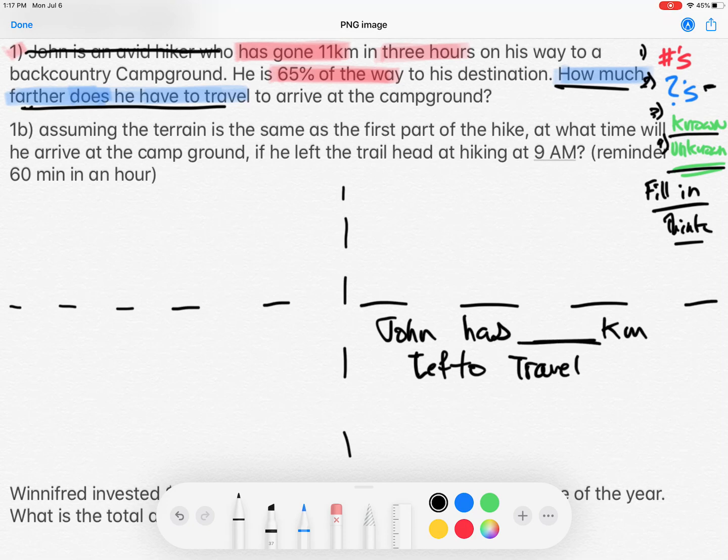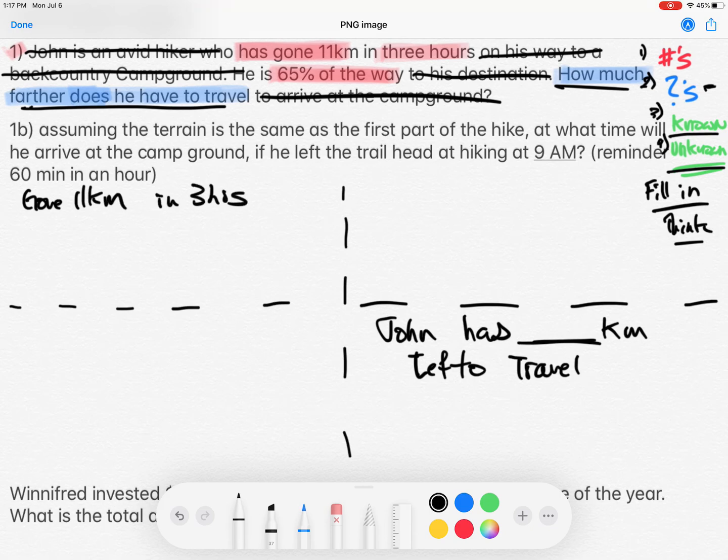Now the next thing I do, I teach my students, use it or not, is to actually cross out everything that's not important. So what do I know? First box, I'm going to deal with my knowns and unknowns. The first thing I know is he's gone 11 kilometers. This is in 3 hours. We know that. Okay, 11 kilometers equals 65% of distance.